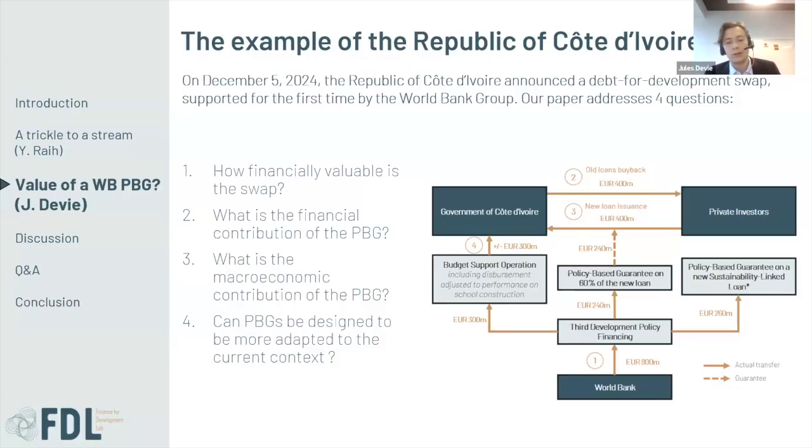So what we do in the paper essentially is to ask four questions that we think are essential. The first one is we look at how financially valuable for the Republic of Côte d'Ivoire the deal is. The second question that we ask is what is the contribution, what are the benefits of the guarantee, the policy-based guarantee, PBG in the slides, in creating value for this deal. We then expand our analysis by looking at what we call the macroeconomic contribution, macroeconomic gains. I'll go more in detail about what we mean by that. And finally, we propose some paths, some leads to discuss potential improvement in the design of PBG. Next slide, please.